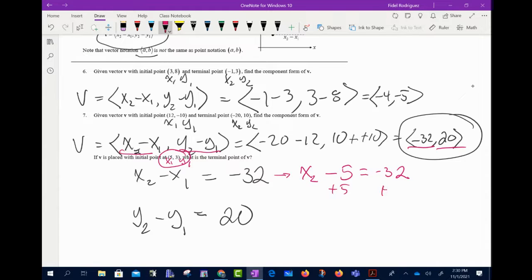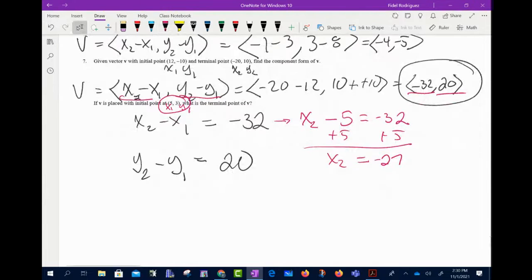Okay, add it to the negative 32. And so we come up with x2, positive or negative? Negative 27, very good. Okay, we're going to do the same thing here, y'all.